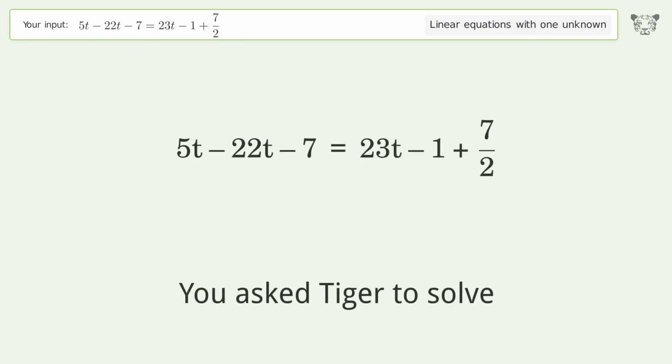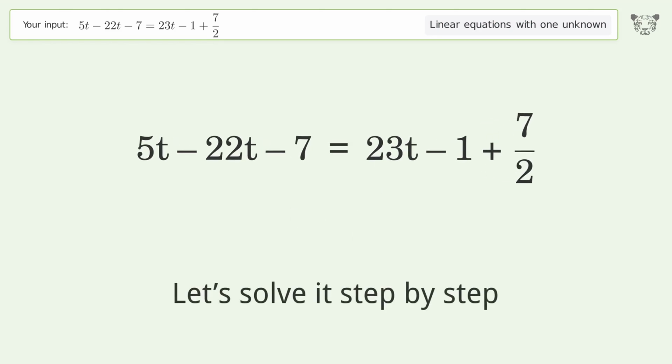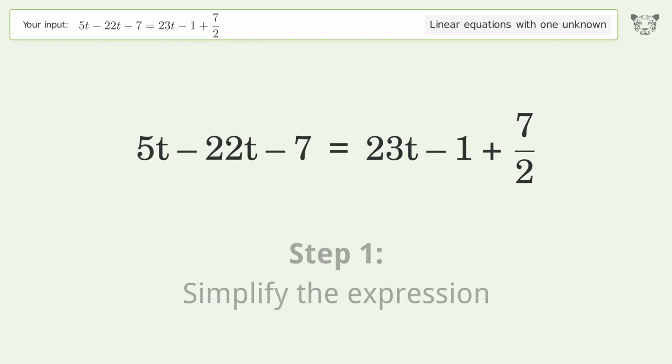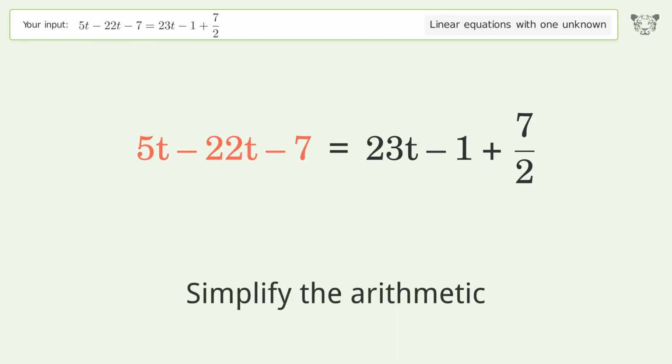You ask Tiger to solve. This deals with linear equations with one unknown. The final result is t equals -19/80. Let's solve it step by step. Simplify the expression. Simplify the arithmetic.